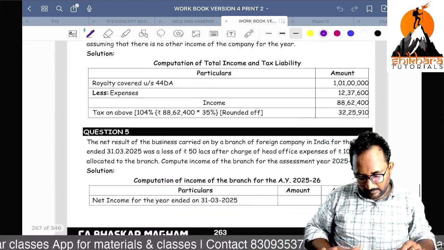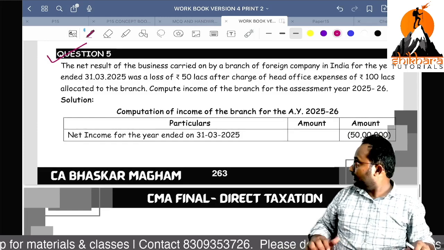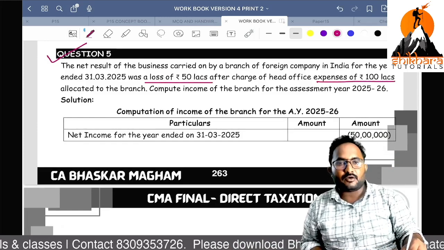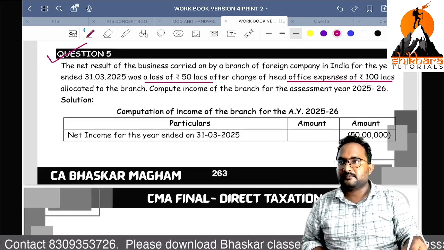Yes, ma. Please take, this is the only question given. A similar question we have already done, ma. So now there is a 50 lakh loss. After considering head office expenses of what, ma? 100 lakh. Please calculate the adjusted total income, ma? 50 lakh you will get.